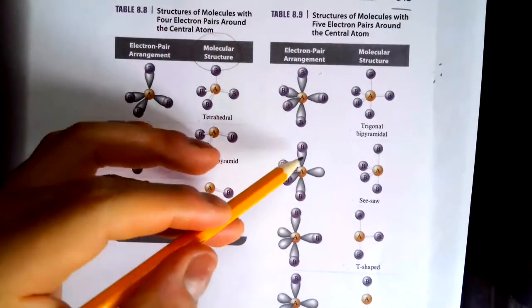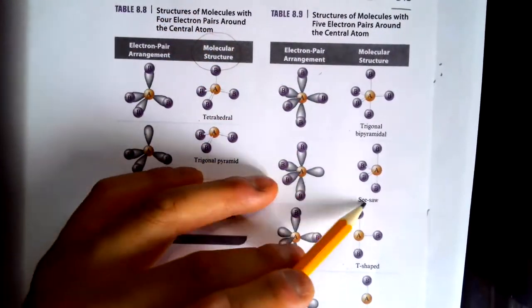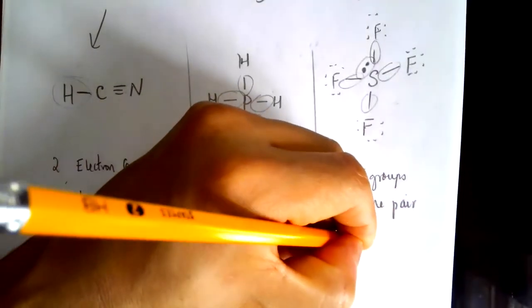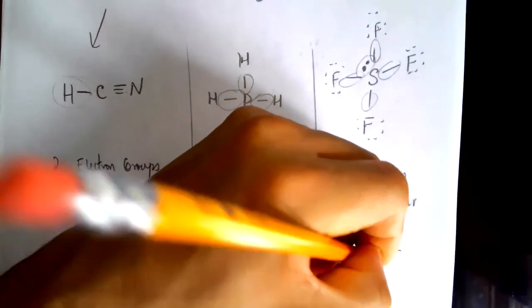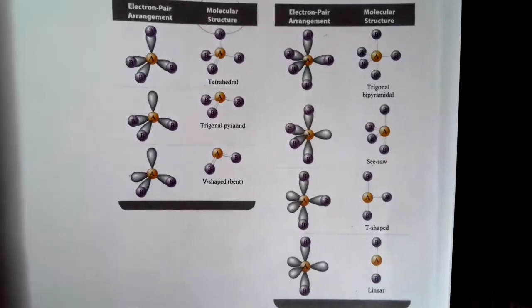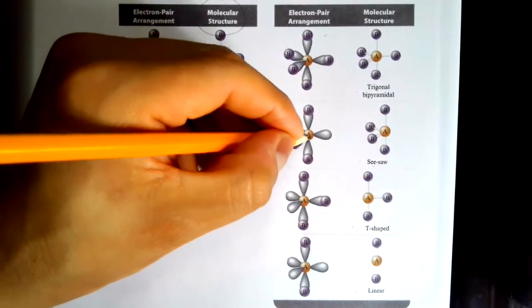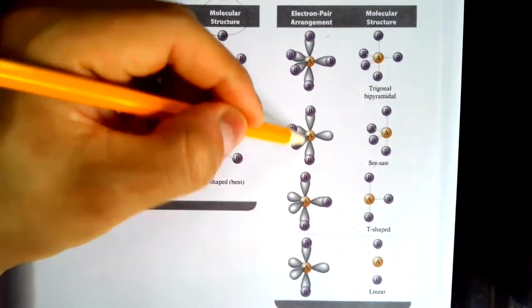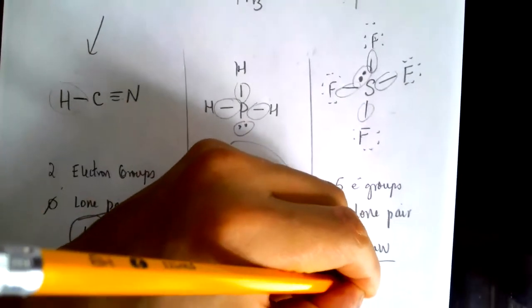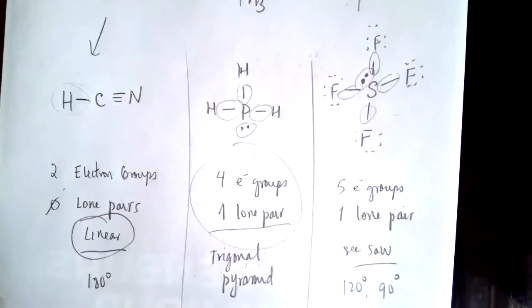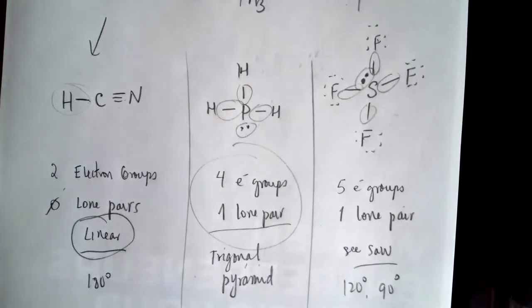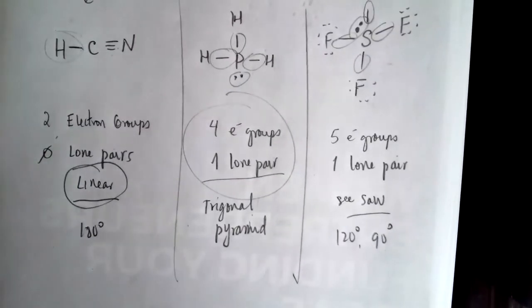All right. So 5 electron groups with 1 lone pair right here. I have 1 lone pair. The geometry is seesaw. And the angle that it has for seesaw here should be 120, 120 in the horizontal, and the vertical should be 90 degrees. That's exactly what we have in the answer.